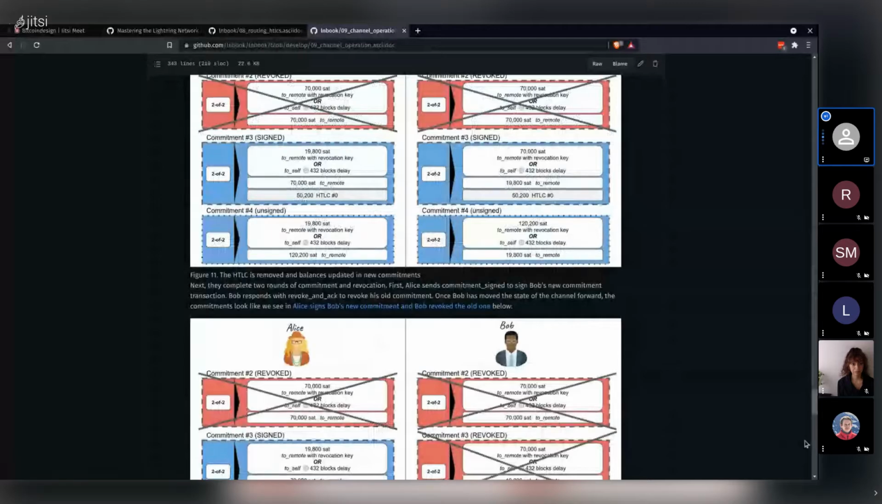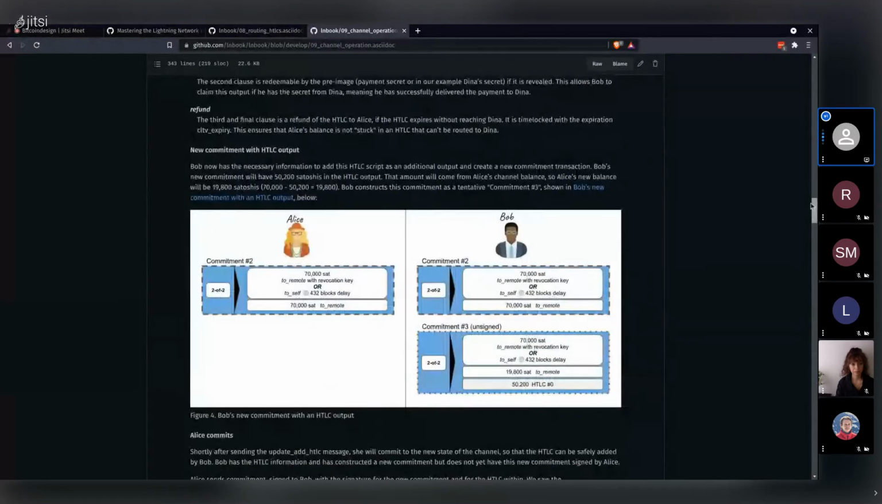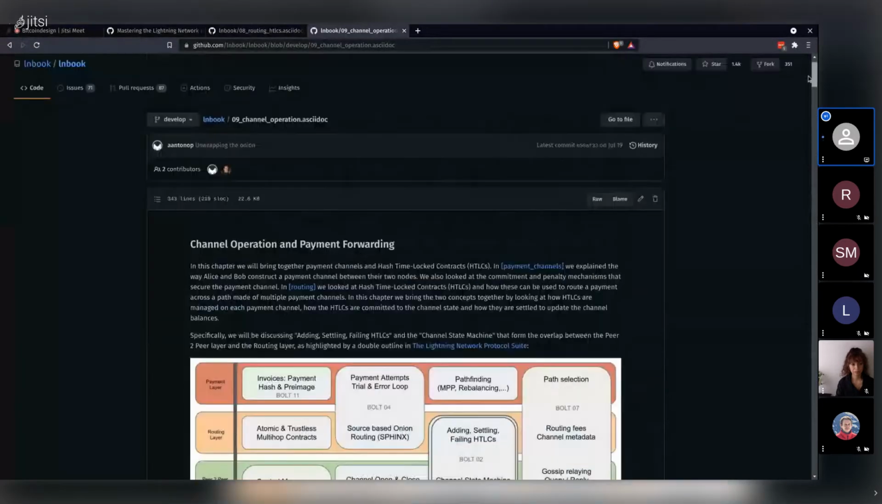I think there's definitely a lot with the opcodes that form the HTLCs that I don't fully have a good mental model of yet, but it's something I'd like to read again. But I feel like I'm getting the basic gist of this.